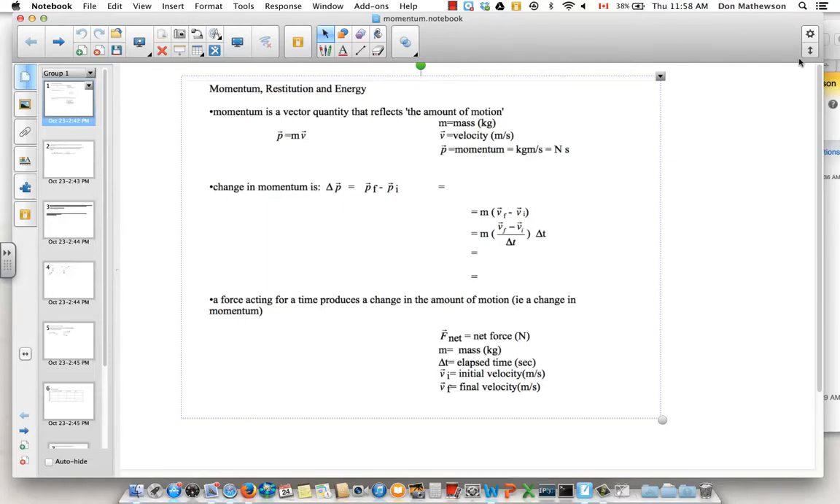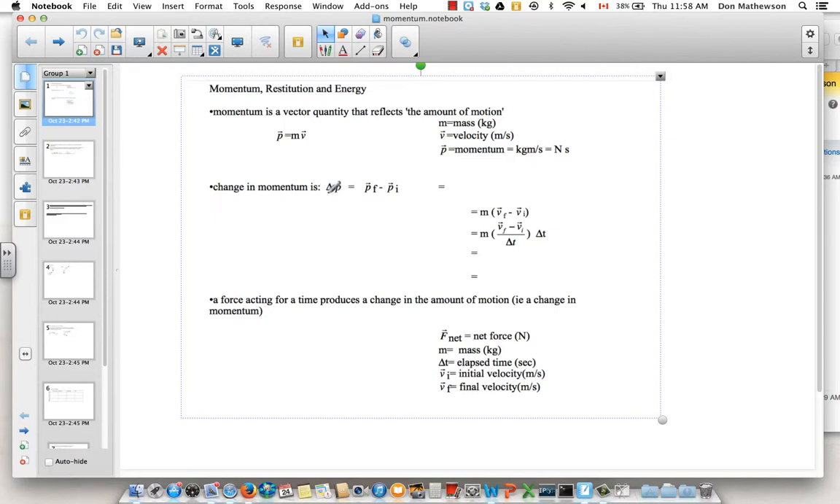Okay, so review the concept of momentum. Momentum is a quantity that reflects the vector amount of motion. It's equal to the product of an object's mass and velocity, so its units are kilograms times meters per second. This ends up being equivalent to a Newton second as well. So that's our definition of momentum.